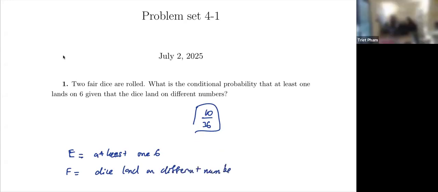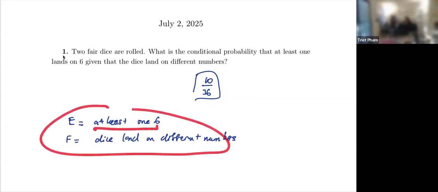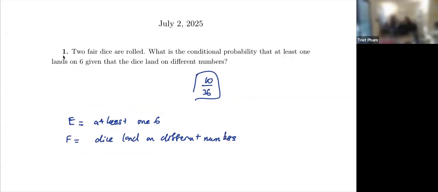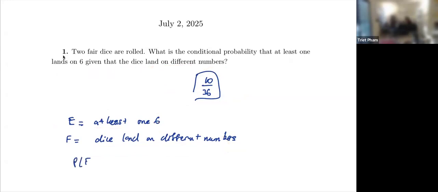Yeah, you are kind of using a shortcut, which has a lot of chance for error. I'm just saying that. So let us phrase it carefully. E is the event that we land on at least one 6, and F is the dice land on different numbers. Agree? So the problem asks for P of E given F. Agree? So far, nothing I've written down can be wrong because I'm just following procedure.